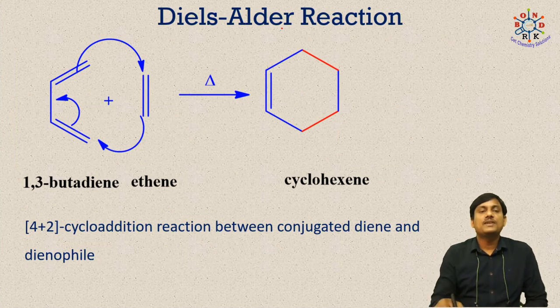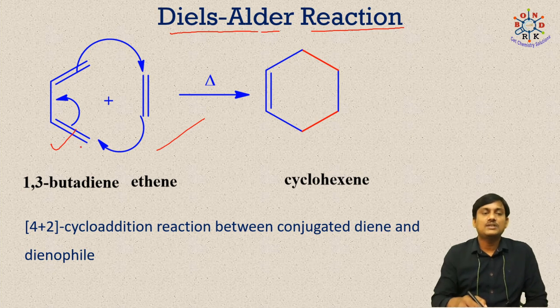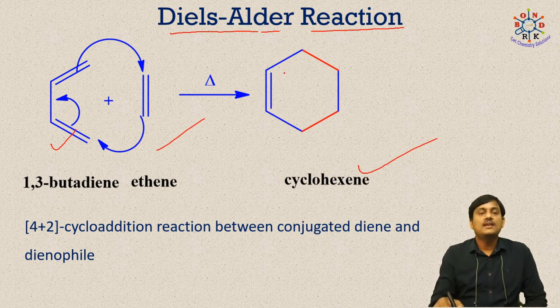Diels-Alder reaction, it's a 4 plus 2 cycloaddition reaction between diene and dienophile. Here the diene is 1,3-butadiene and the dienophile is ethene. In presence of heat, the reaction takes place and there is a formation of cyclohexene. It's a concerted reaction. The reaction takes place in a single step.